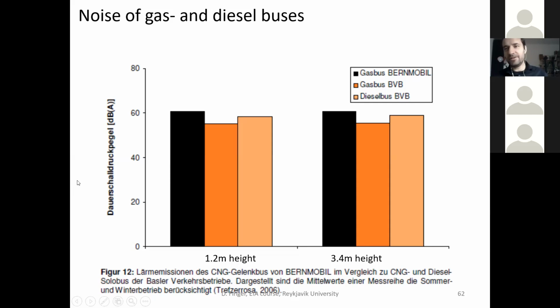Actually, to be honest, it's more the condition of the road. If you have a wet road, it's a lot noisier than if you have a dry road. And of course, if you have some trees or some vegetation next to the road, the reduction of the noise level is a lot greater than the difference seen here.